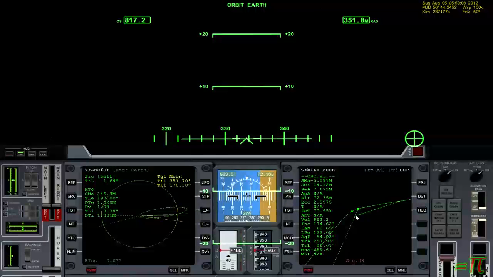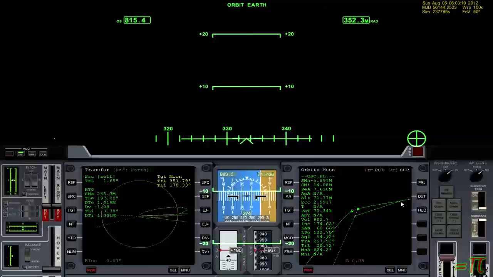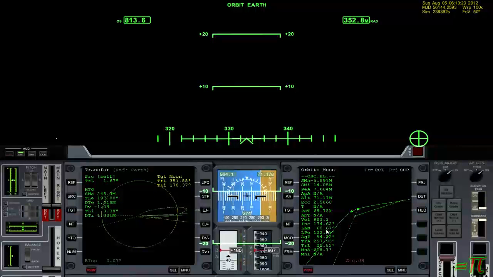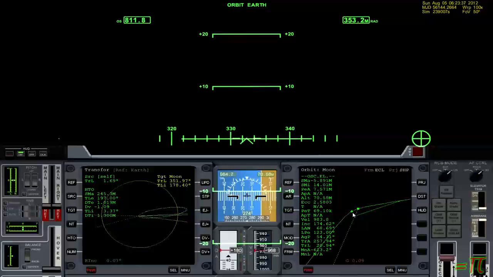Now the little gray circle in the middle is the moon. This line indicates our position along this curve, which is our orbit, which currently is going to approach in here, get close to the moon, and then fling us back over towards Earth. And about here is when we'll do a braking burn to slow down and actually enter into a lunar orbit.